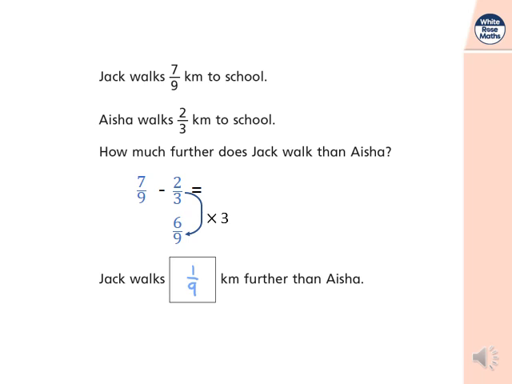Let's have a look and see what we should have done. The calculation we had to do was 7/9 subtract 2/3. Now to do that we would have had to multiply by 3 and change our 2/3 to 6/9. Then we would have done 7/9, take away 6/9. Jack walks 1/9 of a kilometre further than Aisha.